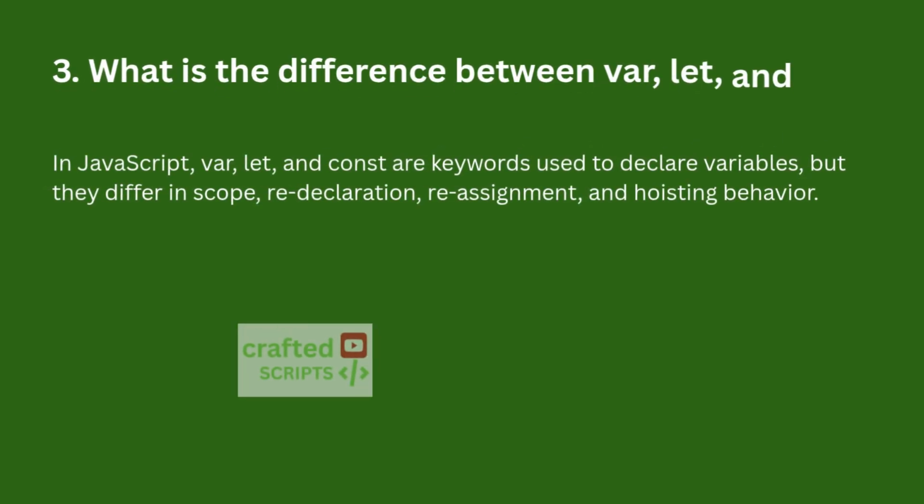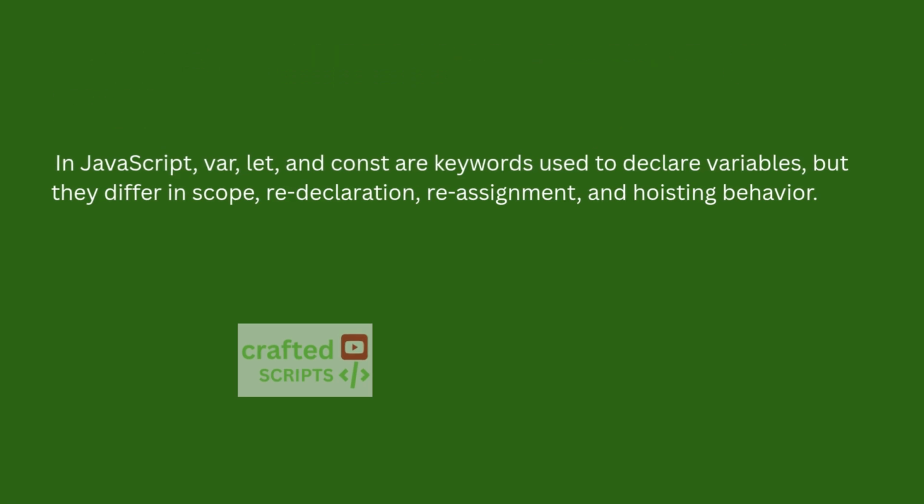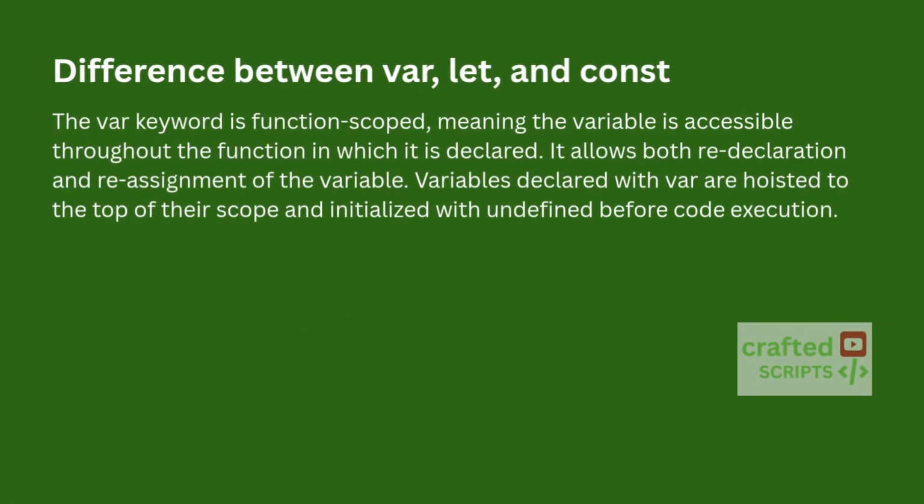Question number 3. What is the difference between var, let, and const? In JavaScript, var, let, and const are keywords used to declare variables, but they differ in scope, redeclaration, reassignment, and hoisting behavior. The var keyword is function scoped, meaning the variable is accessible throughout the function in which it is declared. It allows both redeclaration and reassignment of the variable.